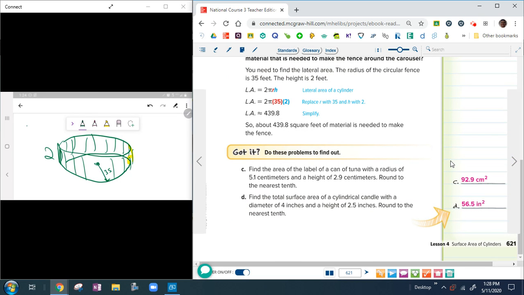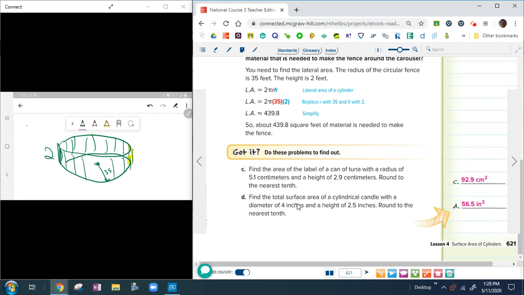Here are the answers. You can try these on your own. They're just different ways of finding the area of the label of a can of tuna. So the label doesn't go on the top of the can of tuna or the bottom of the can of tuna. It just stretches around that curved surface, which we call the lateral surface. So you're finding lateral area there.